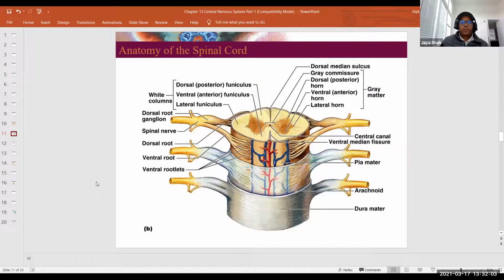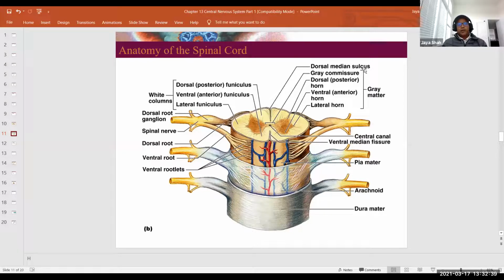Here, this side we have white columns, and this side we have gray matter. Let's talk about the white columns first. And this slide is the most important slide for the next exam, because you will see a lot in the lab, in the lecture. Think of your spinal cord now. So white columns, 1, 2, 3. We have 3 white columns. This is towards the posterior, yes?